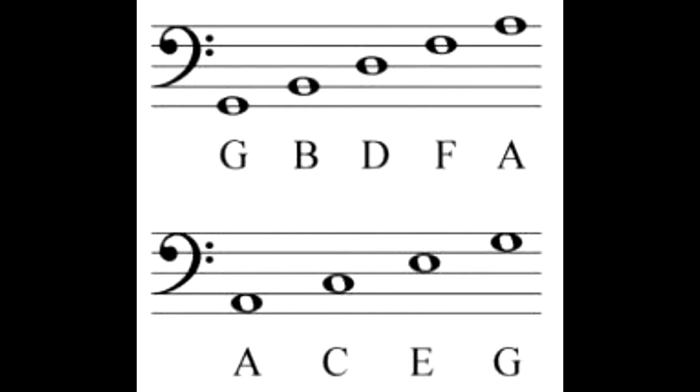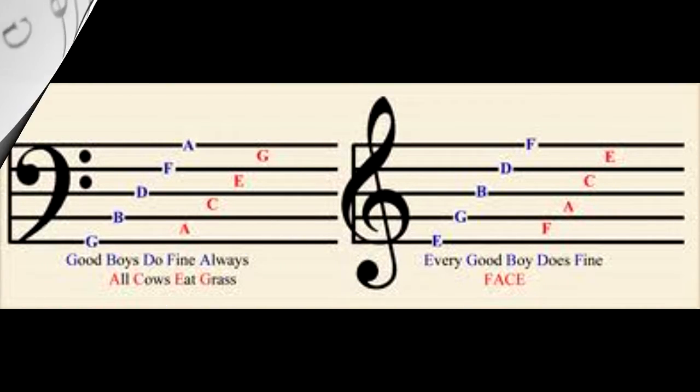The notes on the lines of the bass staff are G, B, D, F, A. A good memory trick for the lines is good boys do fine always. The notes on the spaces of the staff are A, C, E, G. A good memory trick for the spaces of the staff is all cows eat grass. The memory tricks are a good tool to use to help you learn the notes of the staff.